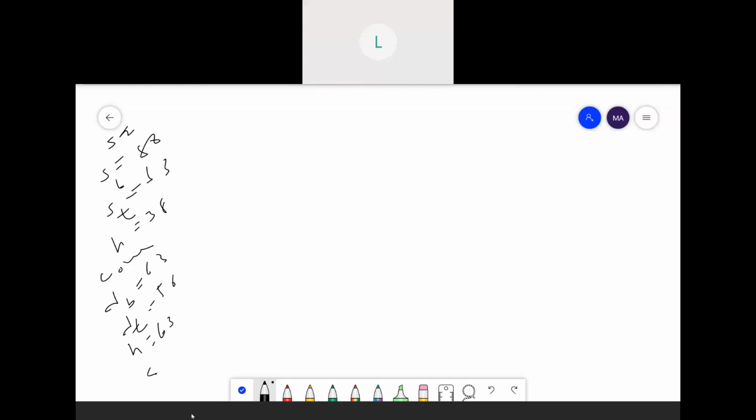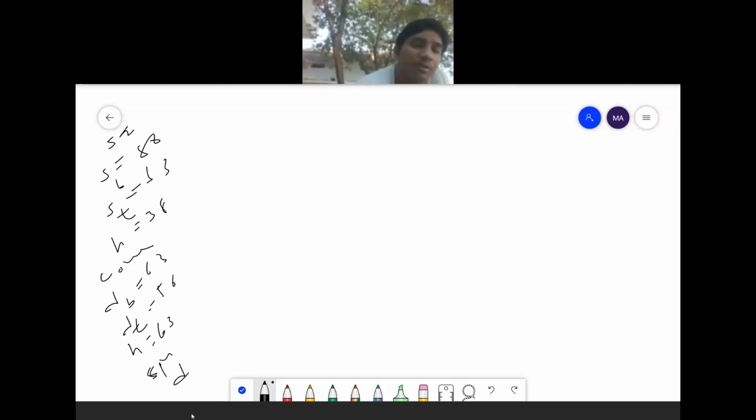For the sphere, diameter is how much? For the sphere, diameter is 25. These are the dimensions he has given.